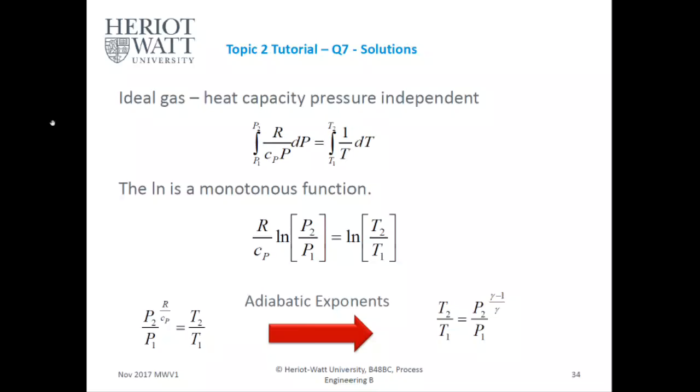Now, for adiabatic expansion, P2 over P1 to the power R over Cp, remember your log laws, equals T2 over T1. And T2 over T1 equals P2 over P1 to the power gamma minus 1 over gamma. Remember you're substituting for R over Cp. R equals Cp minus Cv.